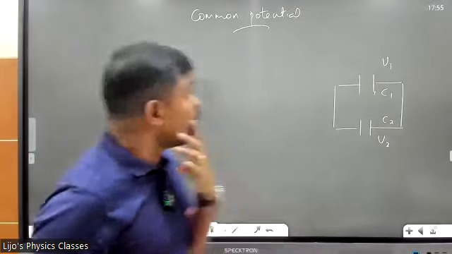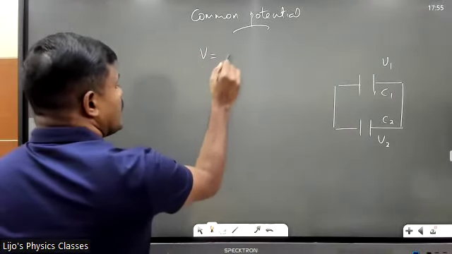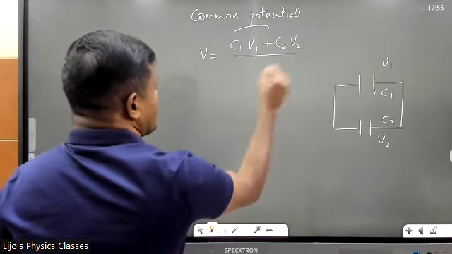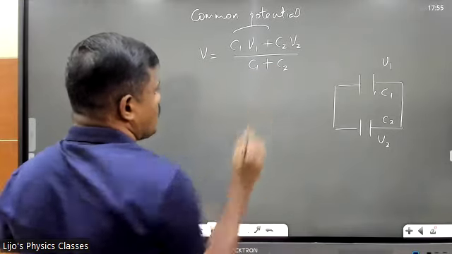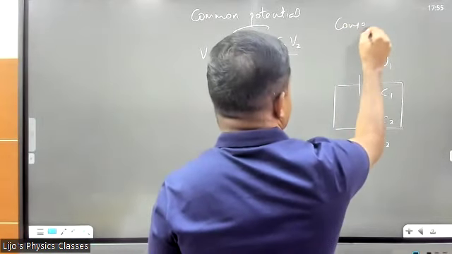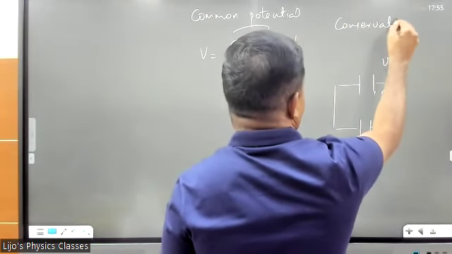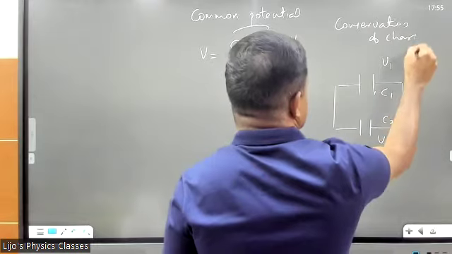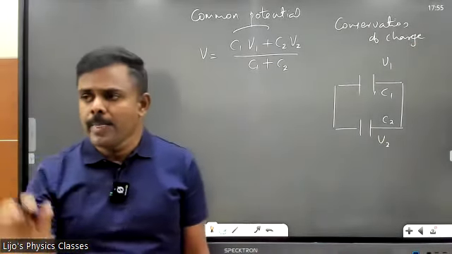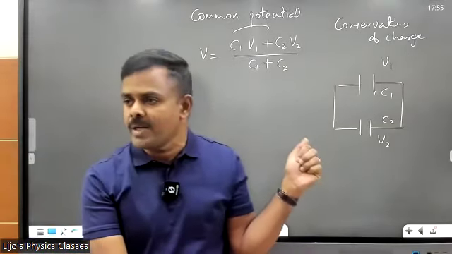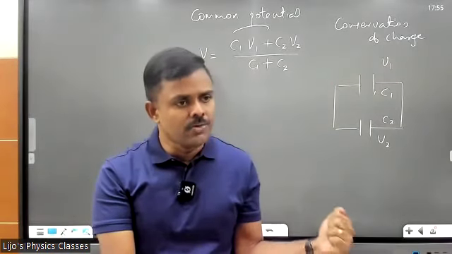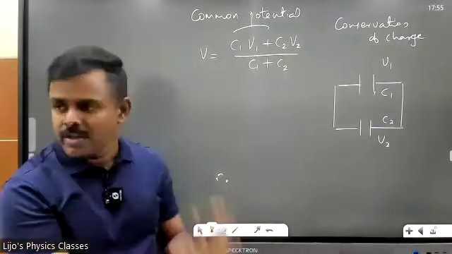What is the equation for common potential? It is (C1V1 + C2V2) divided by (C1 + C2). This is obtained from the law of conservation of charge: charge can neither be created nor be destroyed. C1 and V1 will be given, C2 and V2 will be given. You will have to substitute and find out.